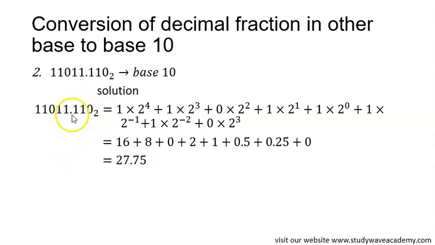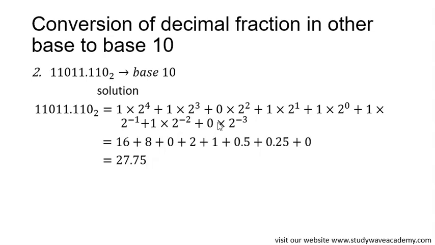And after the decimal, where do we start labeling from? From the left to the right, and we start with minus 1. Minus 1, minus 2, and minus 3. So after labeling, we continue the normal process. 1 times 2 raised to power minus 1 plus 1 times 2 raised to power minus 2 plus 0 times 2 raised to power minus 3. Have we done that? So what do we do next? We solve it more, right?